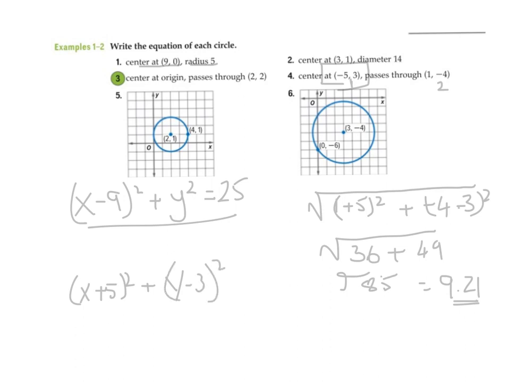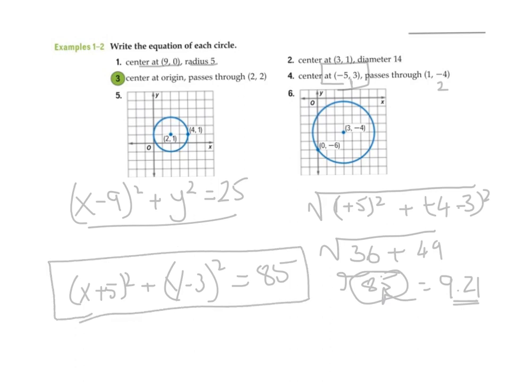And 9.21 squared is going back to our 85 again. That's why I'm saying you don't really need to square root it to get the 9.21, because you're going to use the 85 anyway. So that's 85. Okay, so this is the answer to question number 4. x plus 5 squared plus y minus 3 squared.